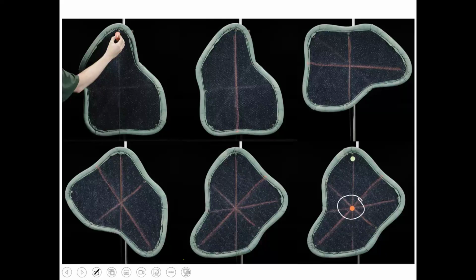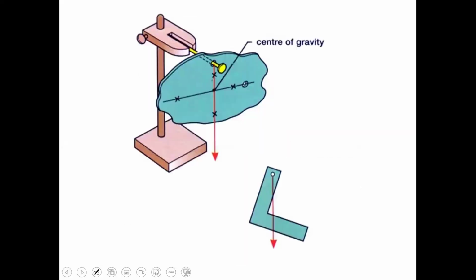When you get multiple lines on the card, the common center is called the center of gravity. This is the center of gravity. Look, this is the center of gravity.